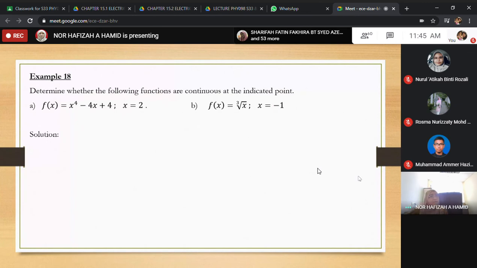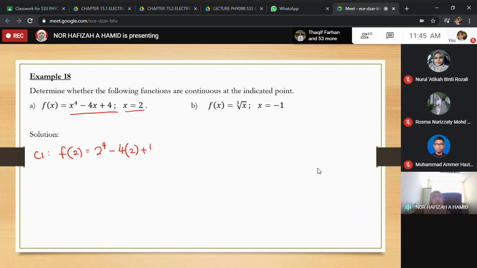Okay. So you boleh refer to example 18. So determine whether the following functions are continuous. Ini saya ambil example yang A je. Yang B you boleh refer to recorded video. So for A ni example of a polynomial function. So you check dulu condition number 1. You substitute f(c). So kat sini c dia is equal to 2. So substitute f(2), saya dapat 2 power 4 minus 4(2) plus 4. So you have answers dia equal to 12. Okay, so condition number 1 dia satisfy lah. f(c) is defined.